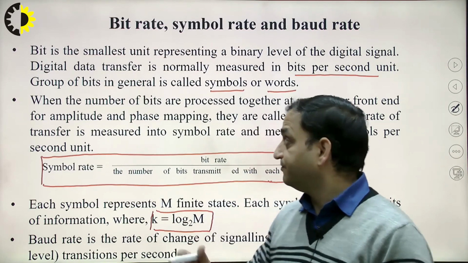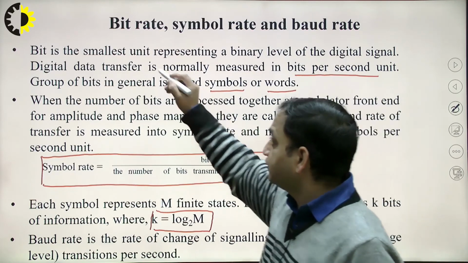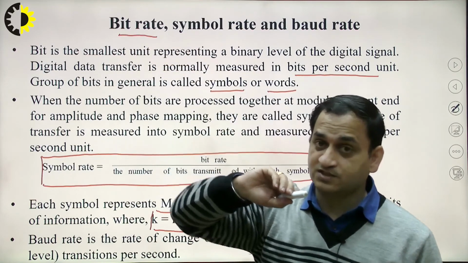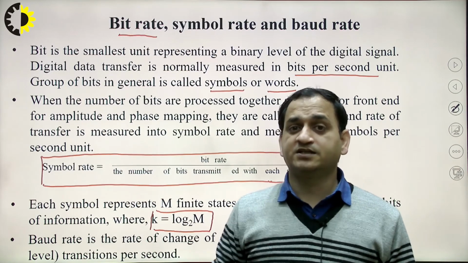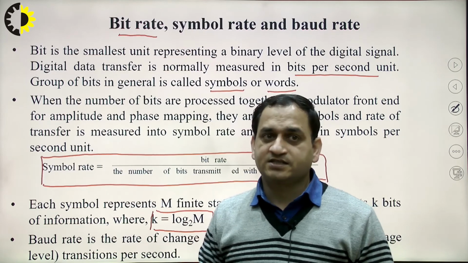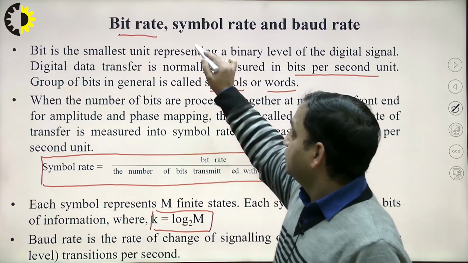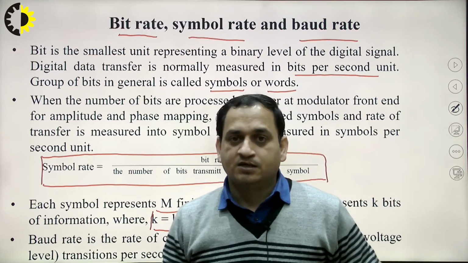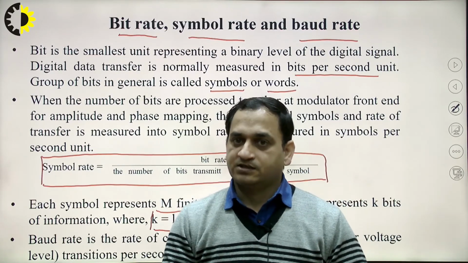This is a very important point about the transmission of signals, because we can measure transmission in terms of data rates. These data rates can be your bit rate, your symbol rate, your baud rate. These three are the representations of the data rates.